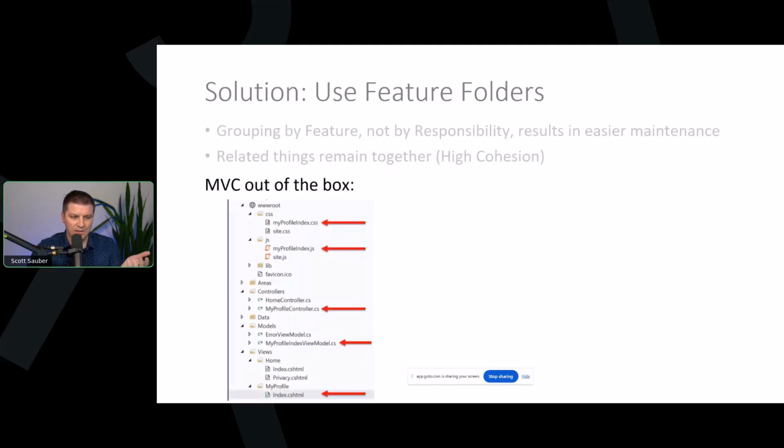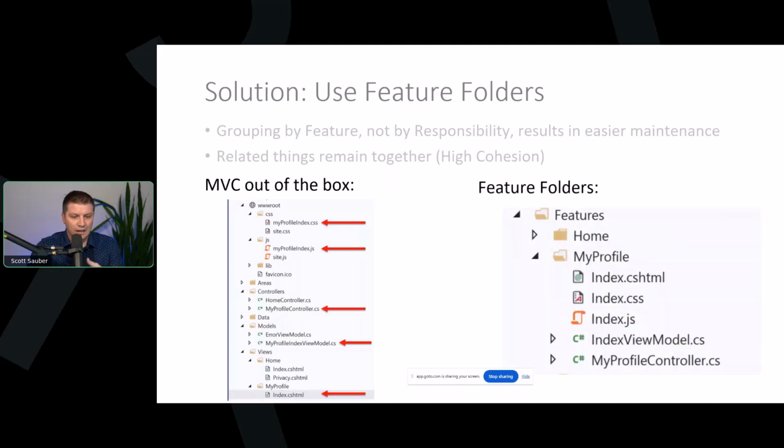So MVC out of the box looks something like this. If I'm adding a My Profile feature, for instance, I have to go add all these files. And this is very simple. I'm not even introducing repositories or anything like that here. Versus a feature folder, which looks more like this, where I might have a folder called features, and then a my profile section with the page, the relevant CSS, JavaScript, the view model, and the controller.